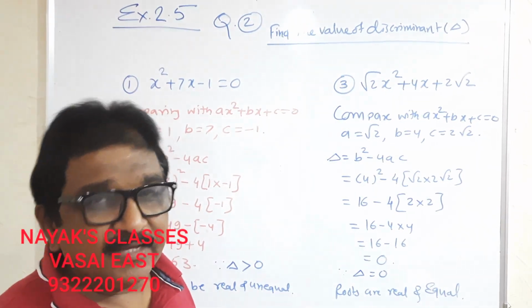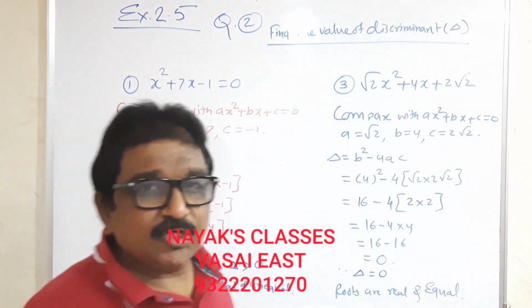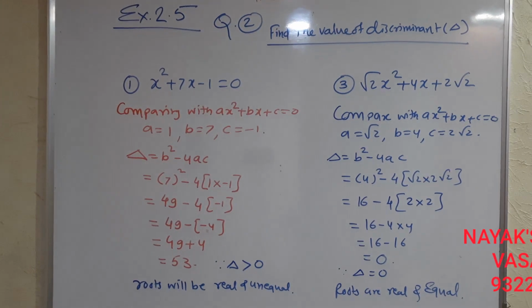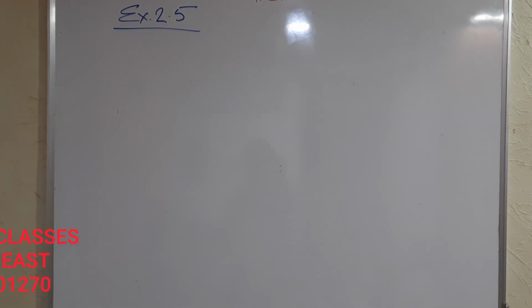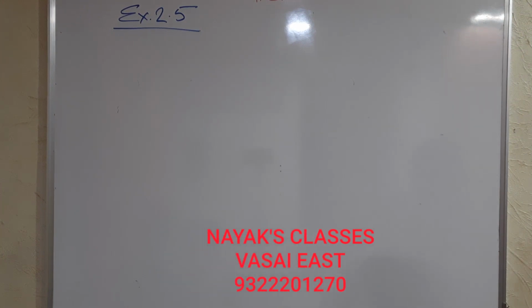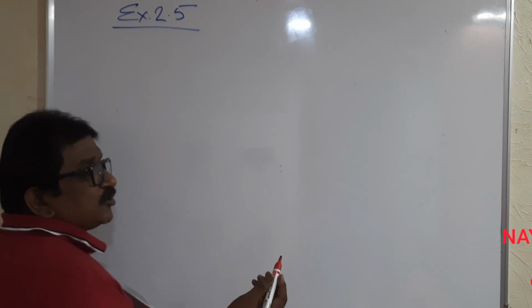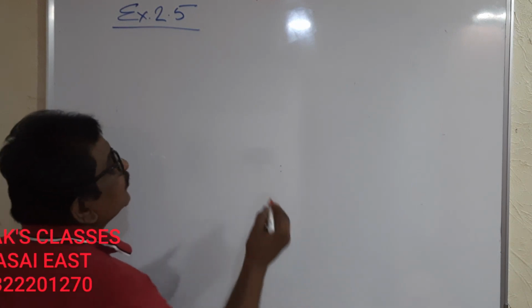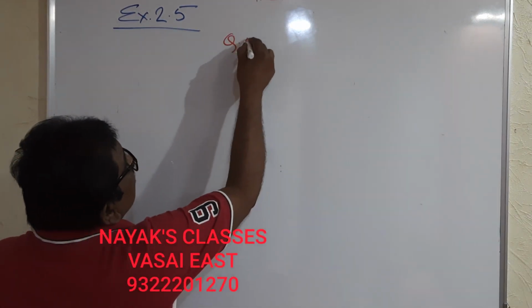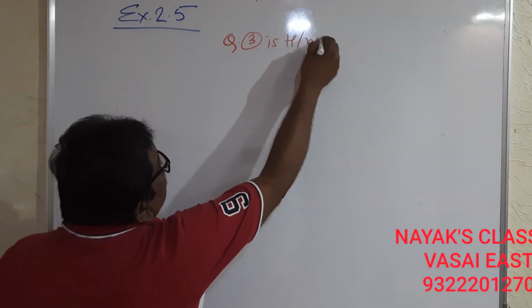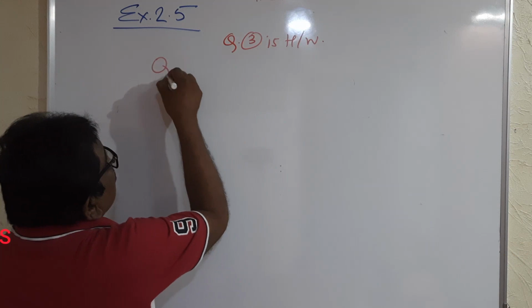Question number 3, I have given the hint. You can solve them. Okay? So question number 3 is homework. Finding the value of b square minus 4ac and deciding the types of root. And now we are in question number 4.